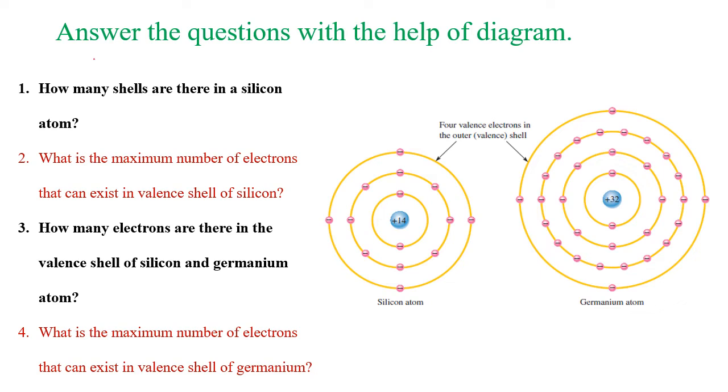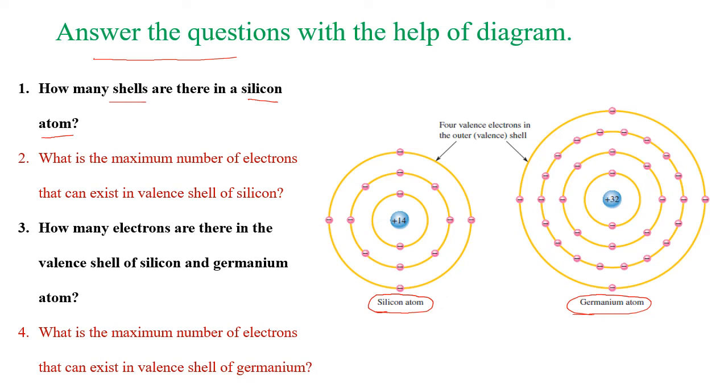Let's answer some of the questions here. The first question is, how many shells are there in the silicon atom? Here there are two pictures: the first is the structure of the silicon atom, and the second is the structure of the germanium atom.